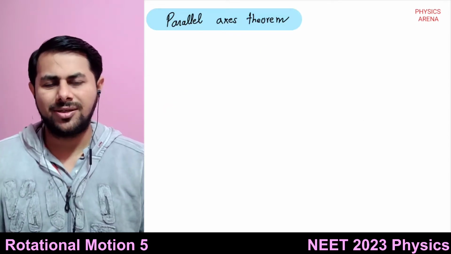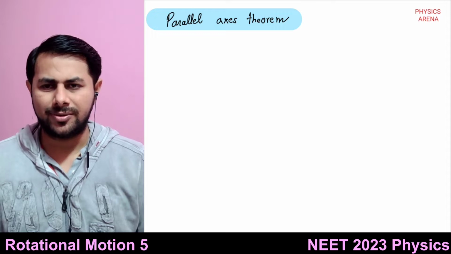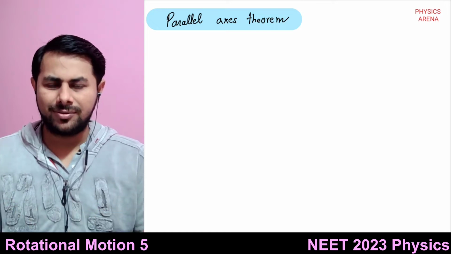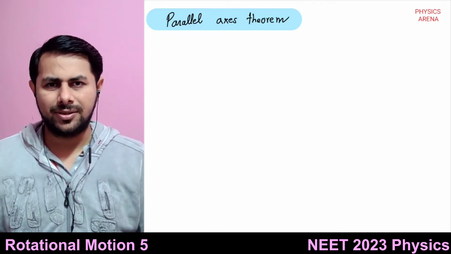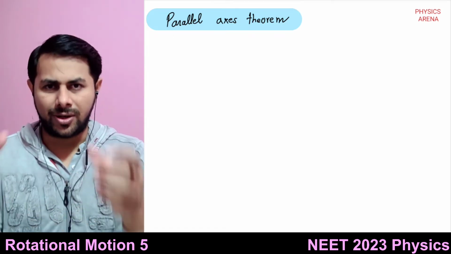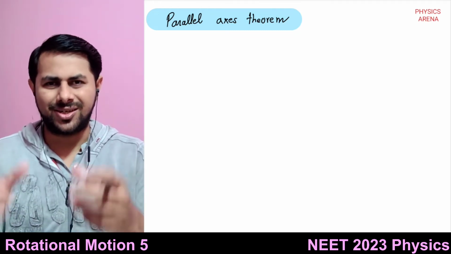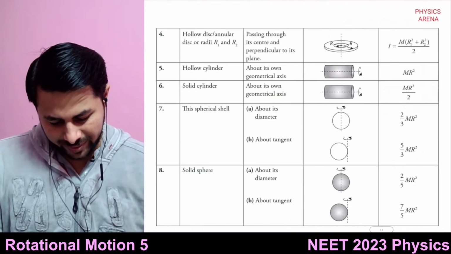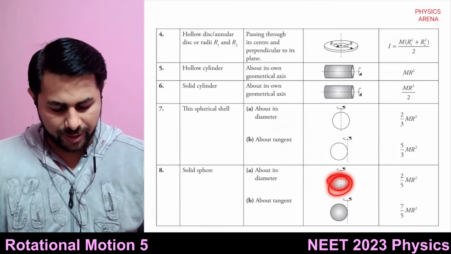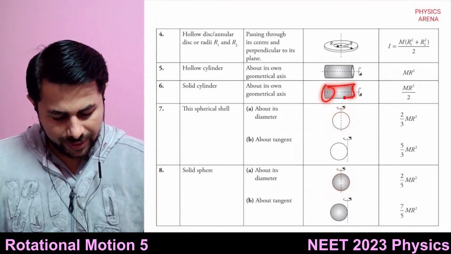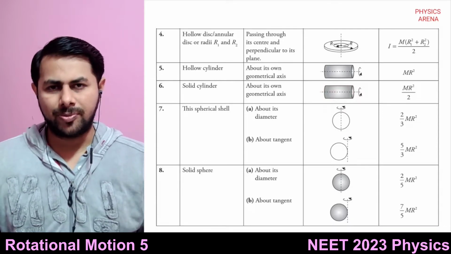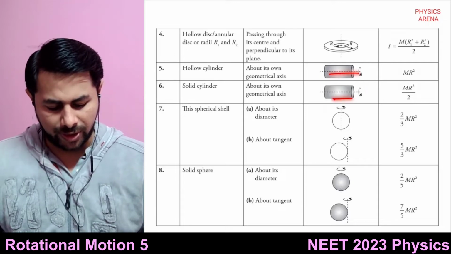For which kind of bodies is the perpendicular axis theorem applicable? For laminar bodies only. That means it will not be applicable for any other body like a sphere or a cylinder. A sphere, a shell or a cylinder are not laminar bodies, so the perpendicular axis theorem is not applicable for these bodies.